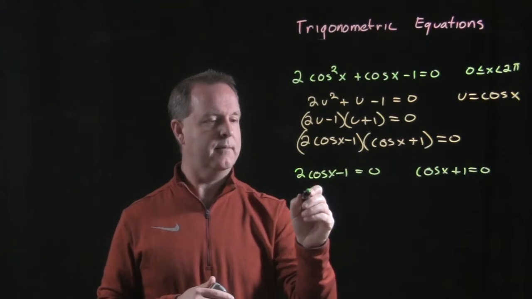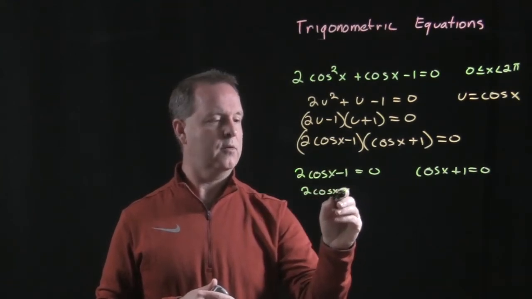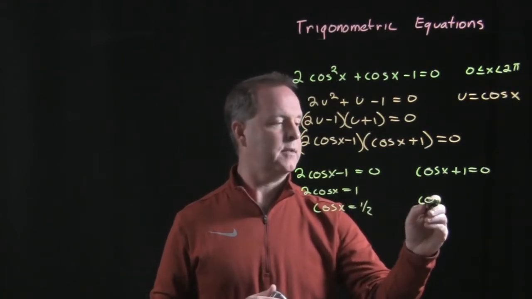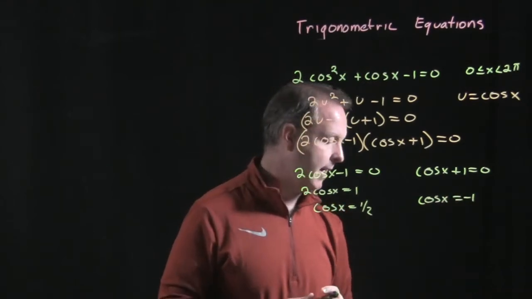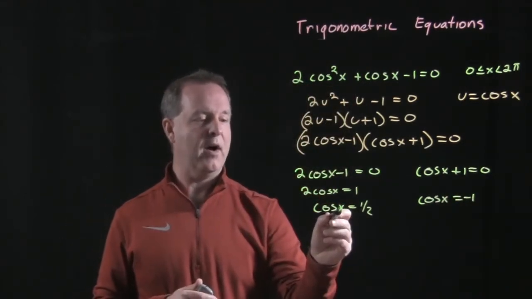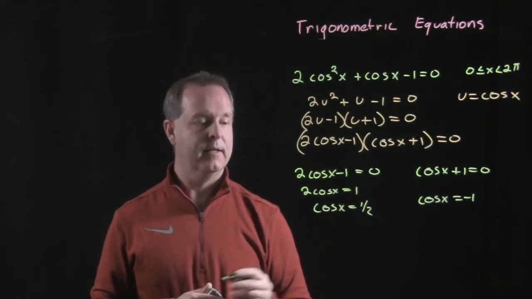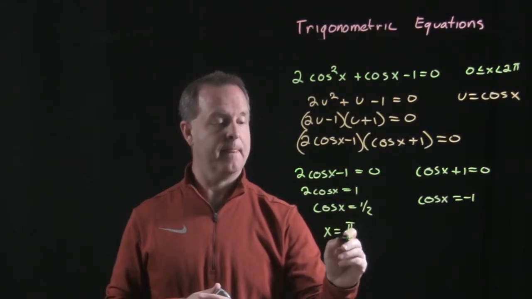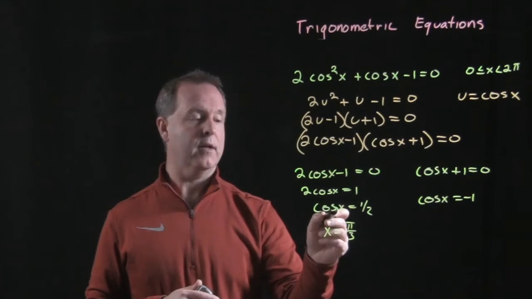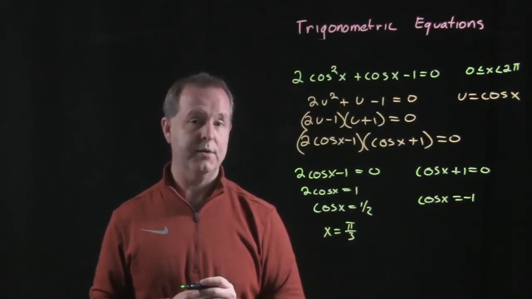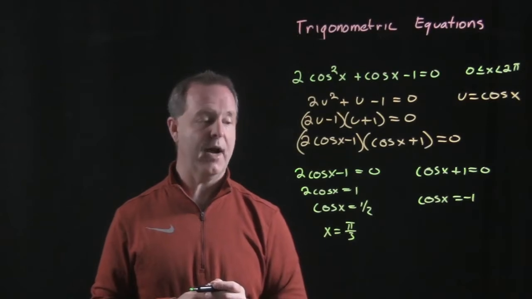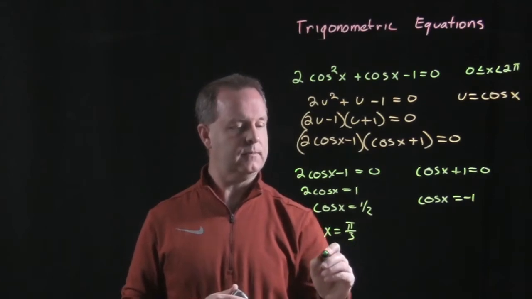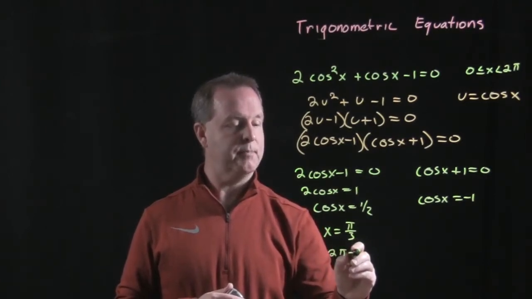Solve that. 2 cosine x equals 1, cosine x equals 1/2, and over here cosine of x equals -1. So what value of x, where's my cosine 1/2? That occurs at pi thirds. So x would equal pi thirds. Is one value. I know that cosine is positive in the first and fourth quadrant. So what's the fourth quadrant value of cosine being 1/2? And from there, it's 2 pi minus pi thirds.